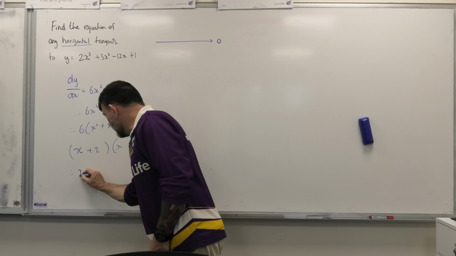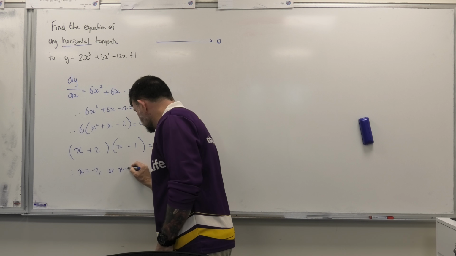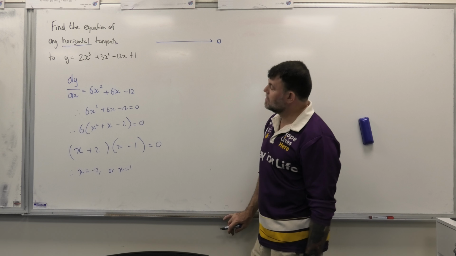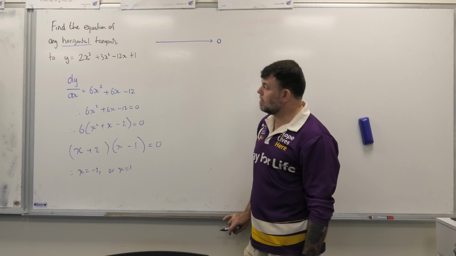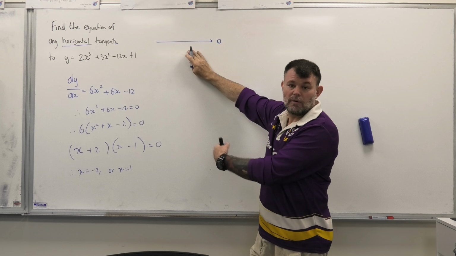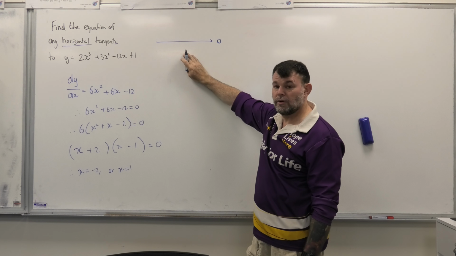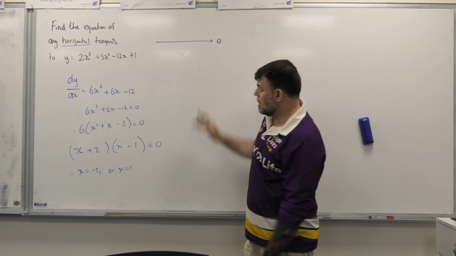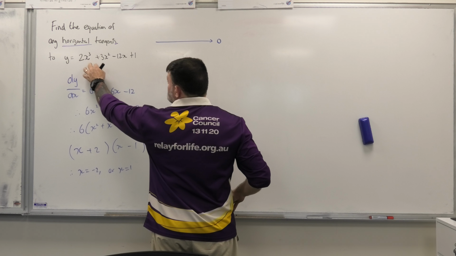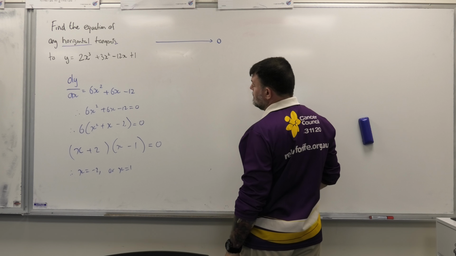So therefore x has to equal -2 or x has to equal 1. So I found my x coordinates, but that's not going to help me, because if I have a horizontal tangent, I'm not going through the x-axis unless I'm going through 0. I'm going through a different number. So if I have my x values, I'm going to substitute these into this equation to find out what the equivalent y value is going to be.